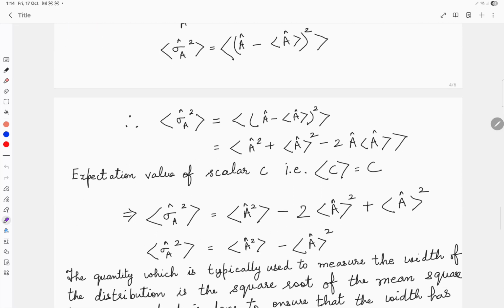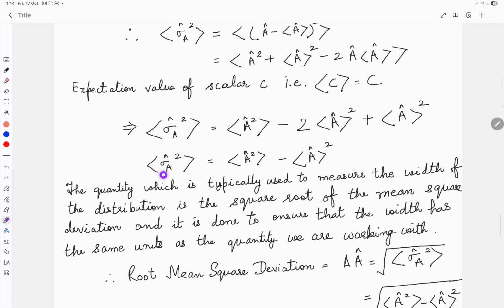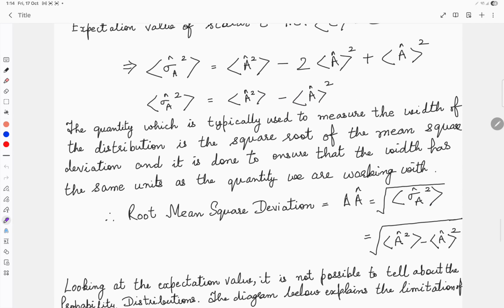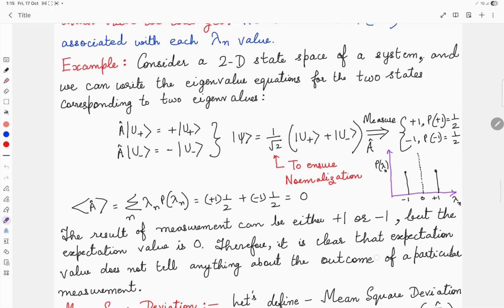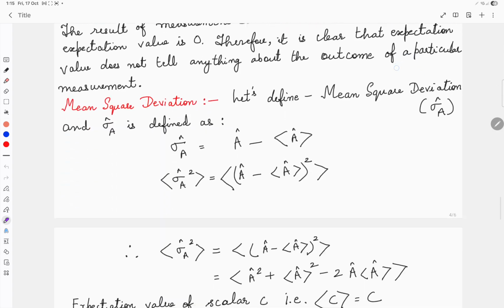If you open the square, you will get this expression, and using the concept that the expectation value of a scalar is the scalar value itself, if we use this manipulation, we will get this mean square deviation to be equal to the expectation of a square minus expectation square of a. These are two different terms, we must understand. The quantity which is typically used to measure the width of the distribution. So this quantity will be used to measure the width of the probability distribution, that is, how much is the spread of this distribution.